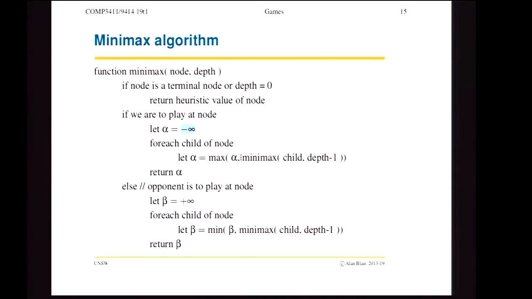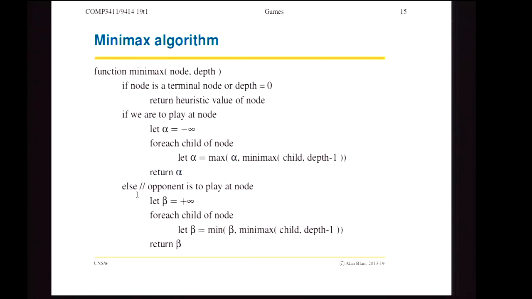For each child, we recursively compute the value of that child, but reduce the depth by 1. And then if the answer is bigger than our current best value, we replace it. So this code here just keeps track of the highest value child we found so far, and when you run out of children, you return the value that you have.